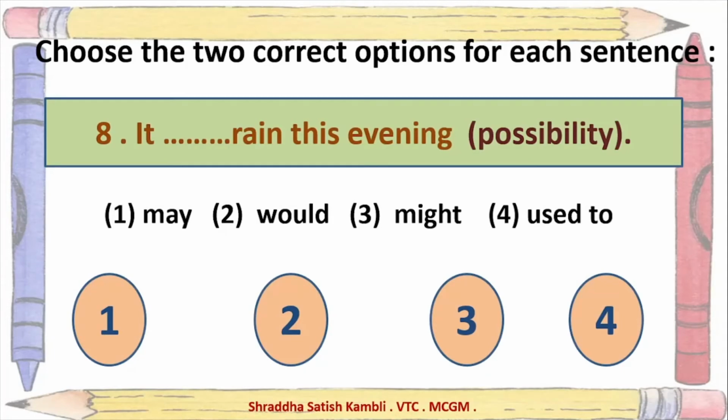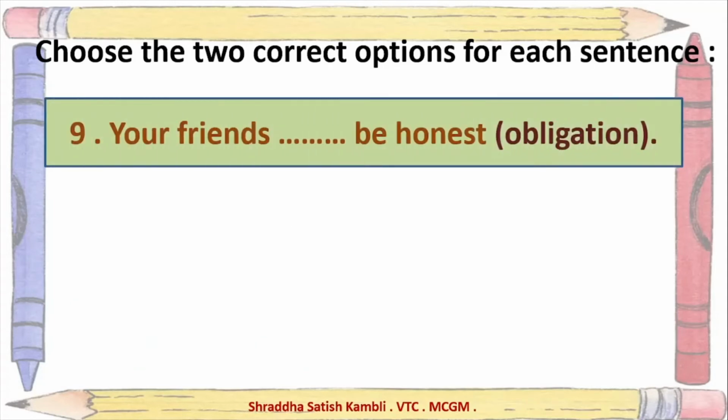It will be the first one, may. It may rain this evening. That means it is showing a possibility. If I say the third one, it might rain this evening, that also will be correct because that also shows a possibility. So your correct answers are answer number 1 and answer number 3. Moving on to the 9th question.